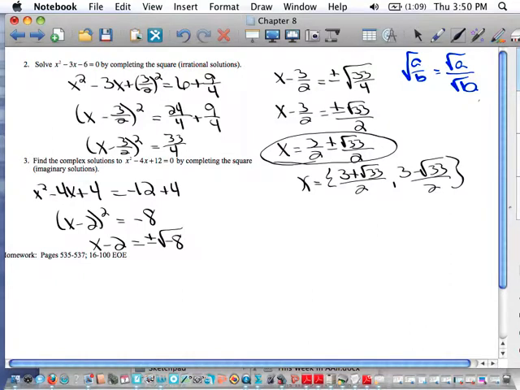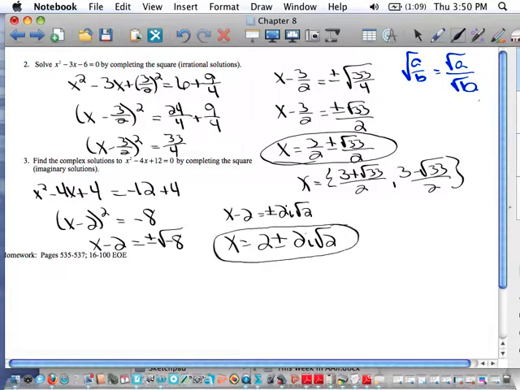I can rewrite that as x minus 2 is equal to plus or minus 2i root 2. Add the 2 to both sides, x is equal to 2 plus or minus 2i root 2. Again, you can leave it in this form, or you can write it as the solution set 2 minus 2i root 2, 2 plus 2i root 2. And that completes the notes for section 8.1, the first section on factoring and completing the square.